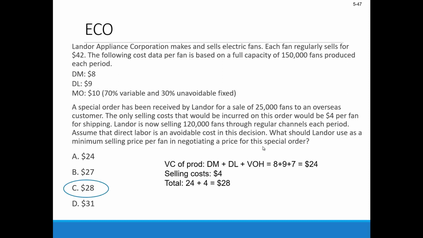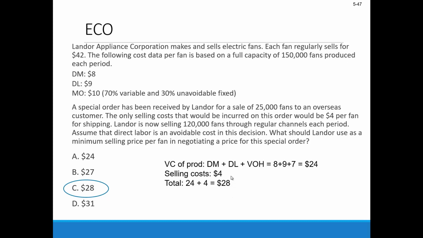The price there is $28. To come up with that, we want to consider all the incremental cost of producing and selling these 25,000 fans to the overseas supplier. So we have the variable cost of production: the direct materials at $8, the direct labor at $9, and then the variable portion of the overhead at $7. That's a total of $24. We also have that incremental selling cost of $4 per unit for shipping. So in total, 24 plus the 4 gives us a jumping off price of $28.